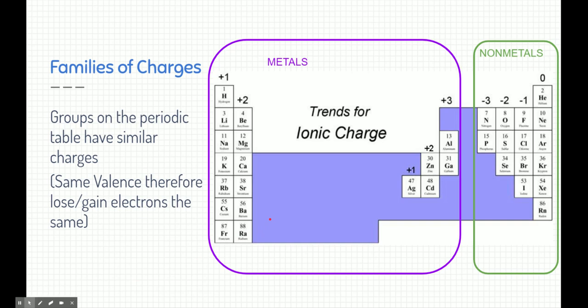Types of ionic compounds, but for now, let's just ignore them. There are a few exceptions. Silver has a plus one, cadmium and zinc have a plus two, and then aluminum and gallium have a plus three.